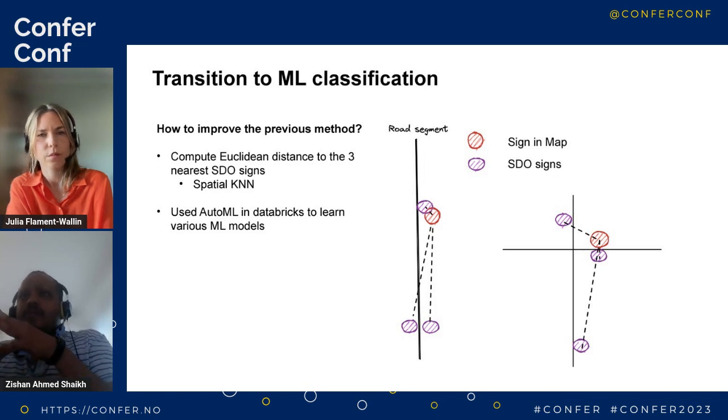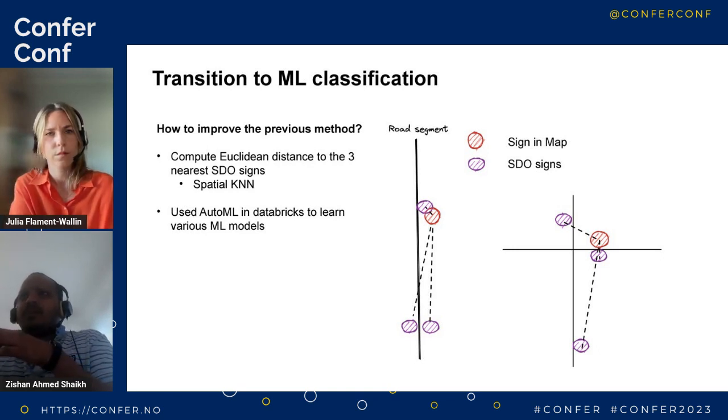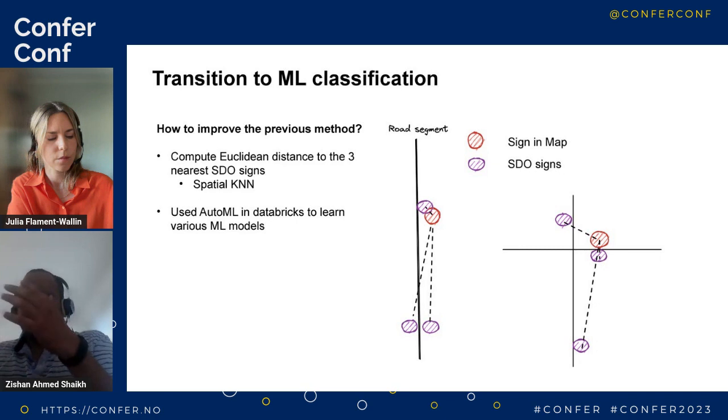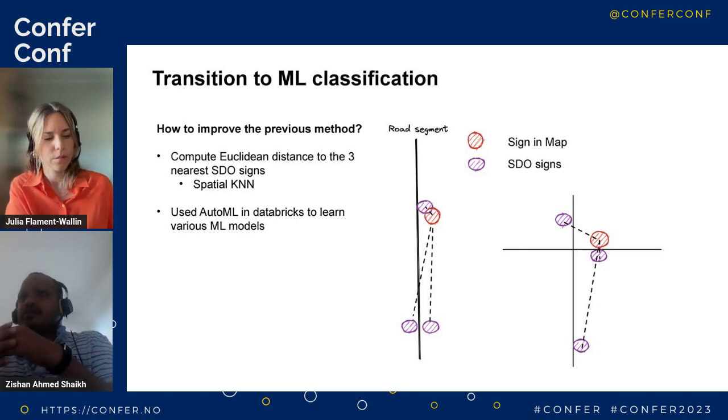We provide this as a feature along with a bunch of other features, like the distance to the nearest neighbors. You also provide the bearing to the machine learning model, and we expect it to tell us if the sign is superfluous or not.